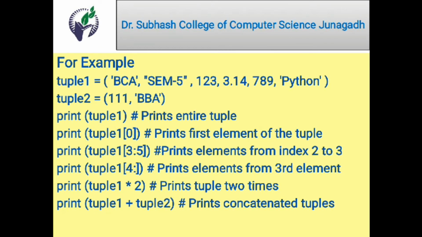Only the name of the variable is different. Here we have tuple 1 and tuple 2, whereas previously we used list 1 and list 2. The same values are separated by commas. Two tuples are there, and we are printing both.